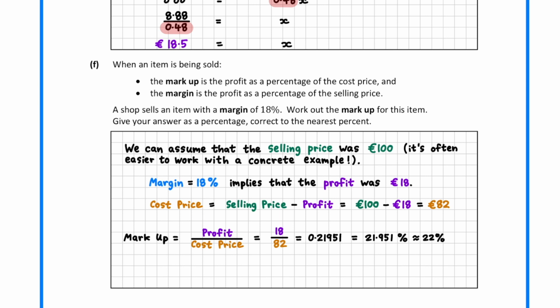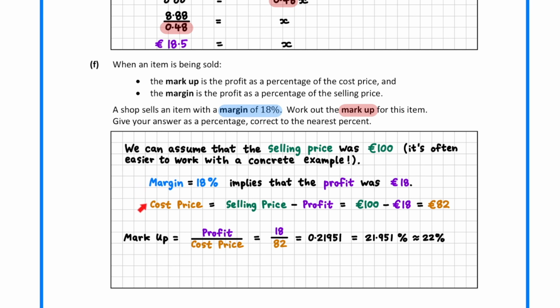In part F, we are told that a shop sells an item for a margin of 18%, and we must find the markup. It's useful here to work with concrete numbers, so let's assume that the selling price was €100. The margin being 18% implies that the profit would be €18.